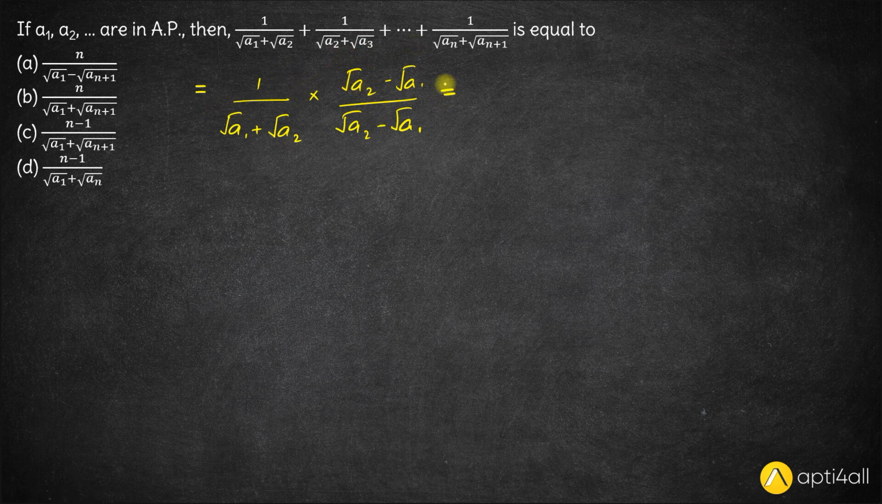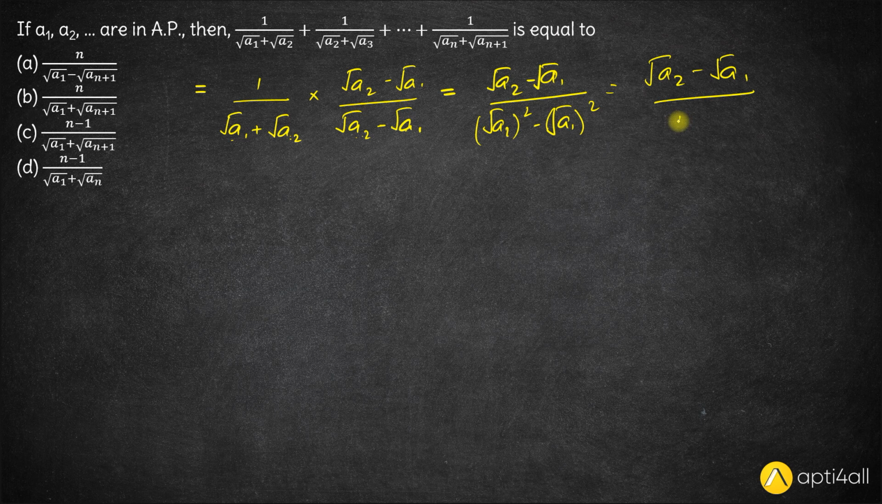Once you rationalize, the numerator becomes root of A2 minus root of A1, upon, this is (A minus B) into (A plus B), so root of A2 whole square minus root of A1 whole square. So this becomes root of A2 minus root of A1 upon A2 minus A1. Now what is A2 minus A1? This is the difference between consecutive terms, which is the common difference. So this comes out to be root of A2 minus root of A1 upon the common difference D.